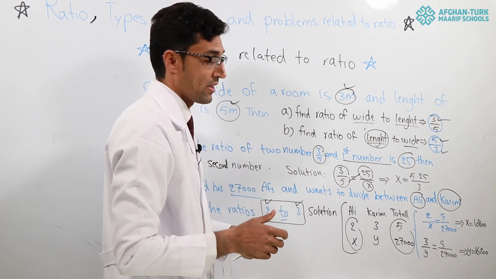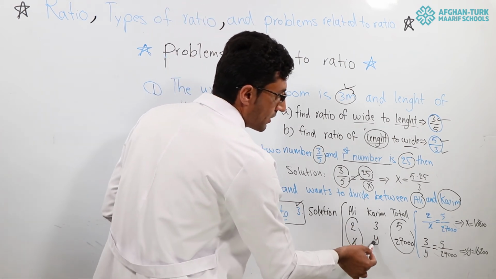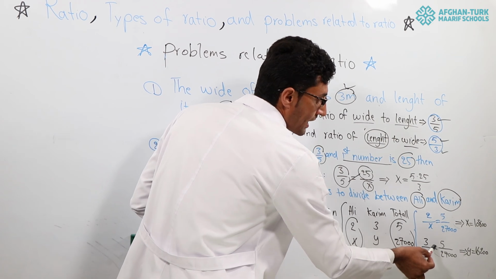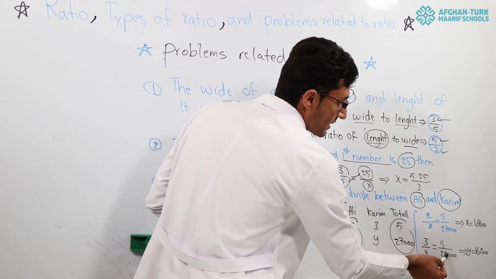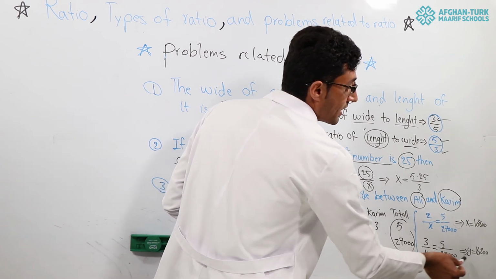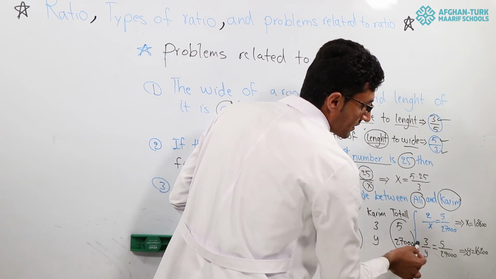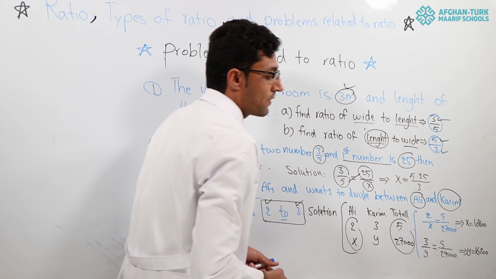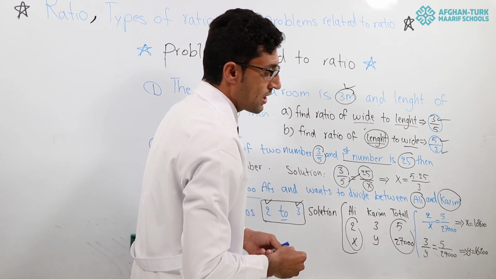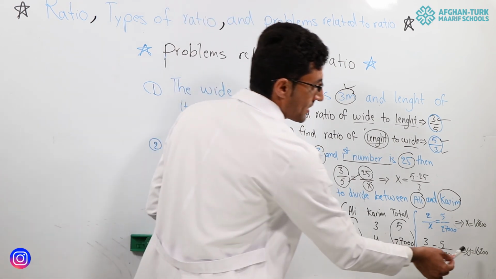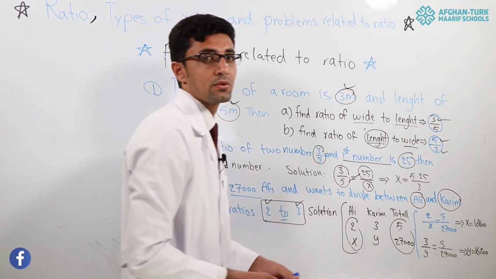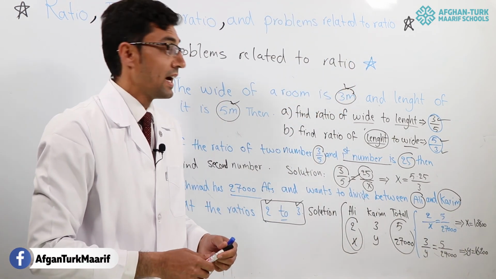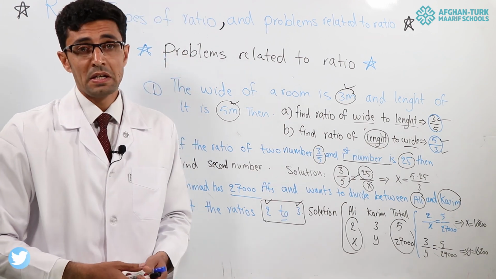Do it, okay? And this one, 3 over y is equal to 5 over 27,000. By cross multiplication, again, you will find y is equal to 16,200, okay? How much is 16,200 plus 10,800? It is total 27,000, and this was all about the ratio.